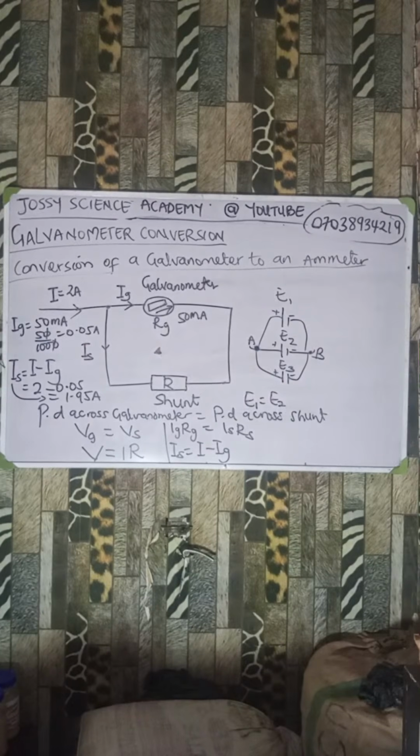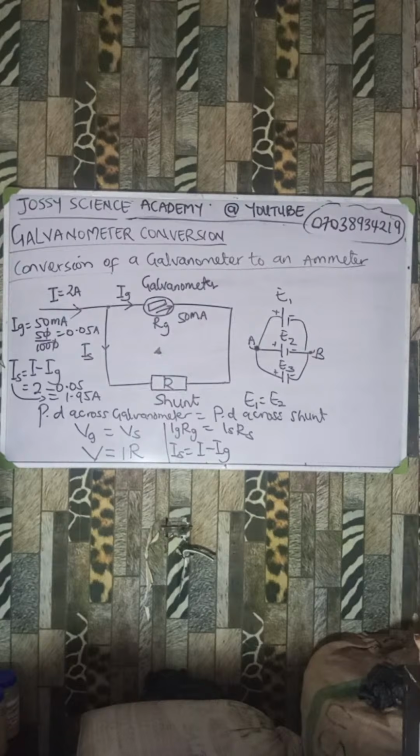The current of the galvanometer is Ig, which equals 50 milliamperes. Milli means divide by 1000, because milli is 10 power minus 3. So 50 divided by 1000 gives 0.05. This is the current flowing in the galvanometer. For the current flowing in the shunt, Ix, the current of the shunt, is equal to the total current minus the current flowing in the galvanometer, which is 2 minus 0.05. It gives 1.95 amperes.